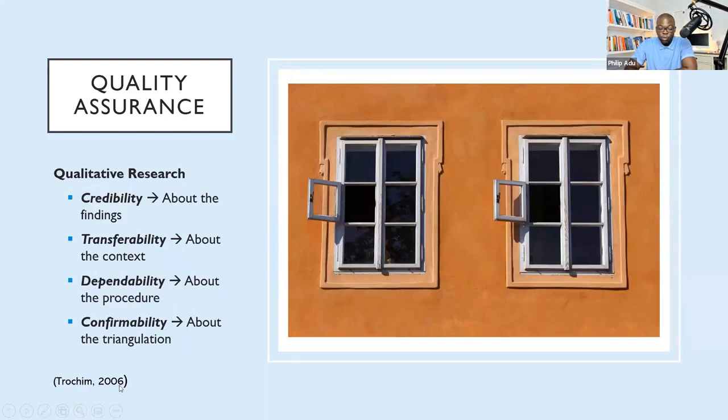If you want to get more information, I put some information at the reference. You can click on it and get all the information. I'm spending a lot of time here because that's the area where I see that students struggle to provide that information. So getting to understand these concepts, you'll be able to use it. People will just want to know, what have you put in place to make sure that your findings are credible, your findings can be transferable, your procedures are dependable, also their findings can be confirmed by other entities.